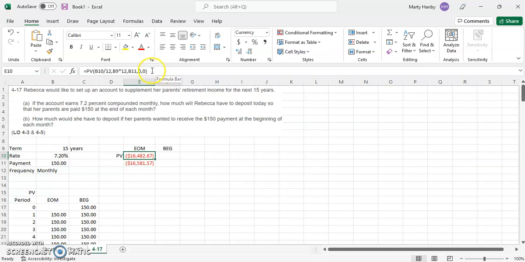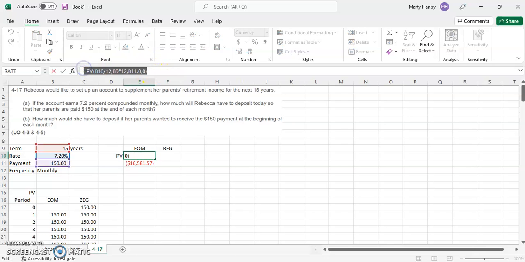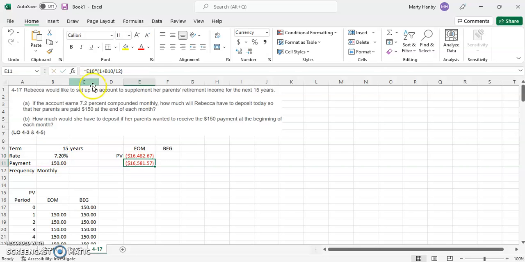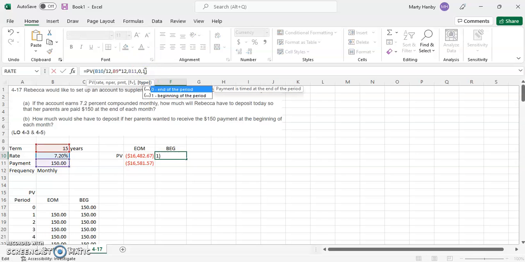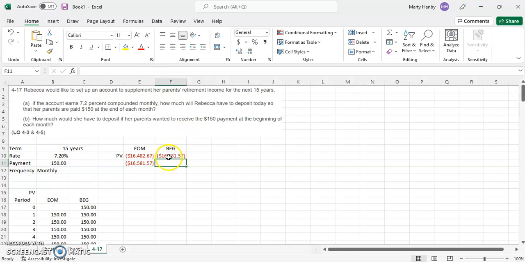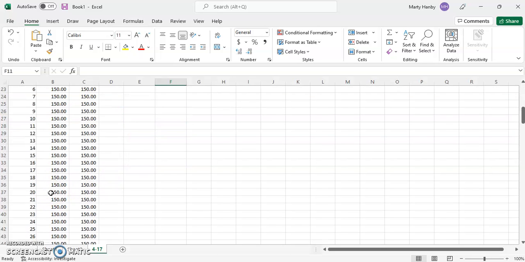I can also copy this over. I need to copy from here, I can't drag it over unless I lock the references. But anyway, so Control C and enter, then Control V. So it's going to be the same number, but if I change this to a 1, I get payments at the beginning of the period, and I get my $16,581.57.